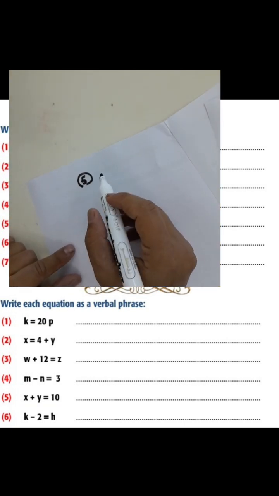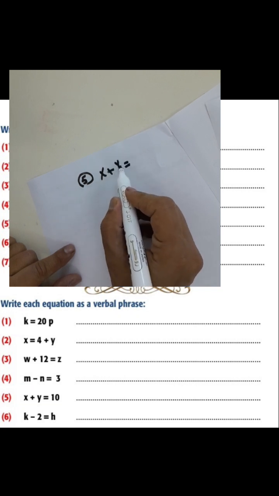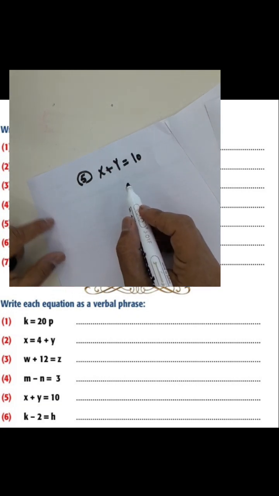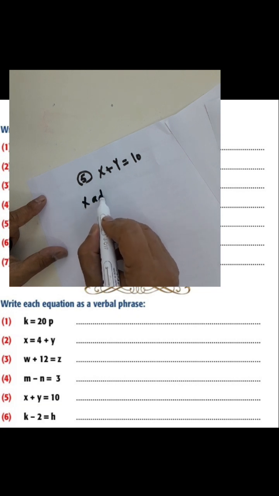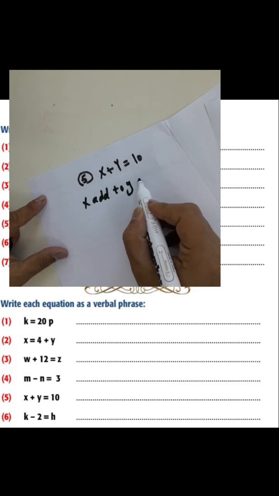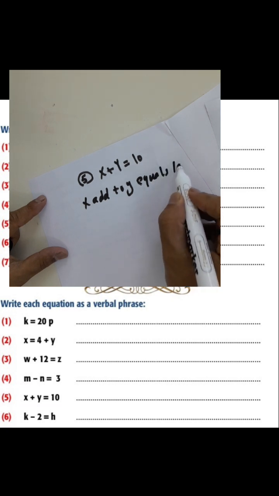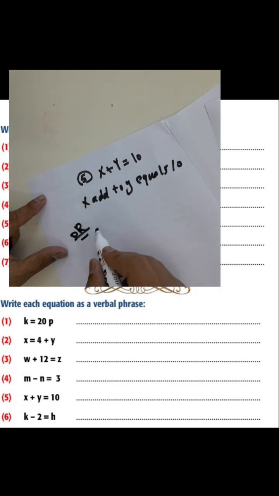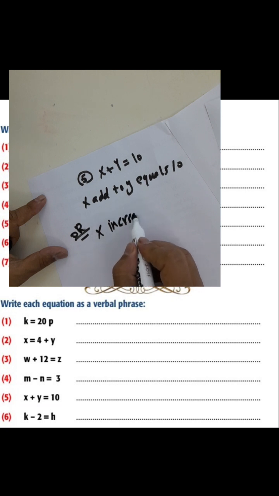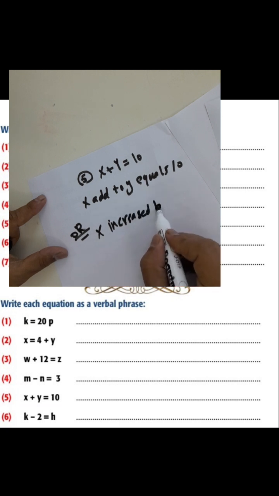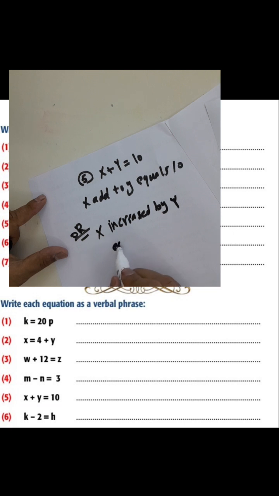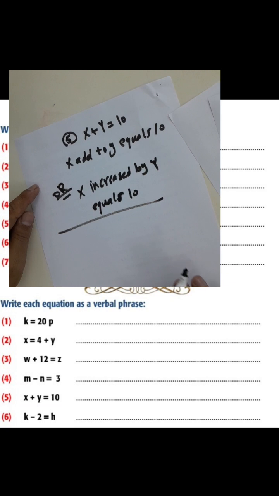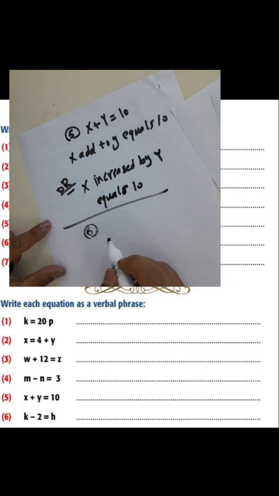Next question, number 5. We have x plus y equals 10. Write the equation as a verbal phrase. x plus y equals 10, or we can write x increased by y equals 10.